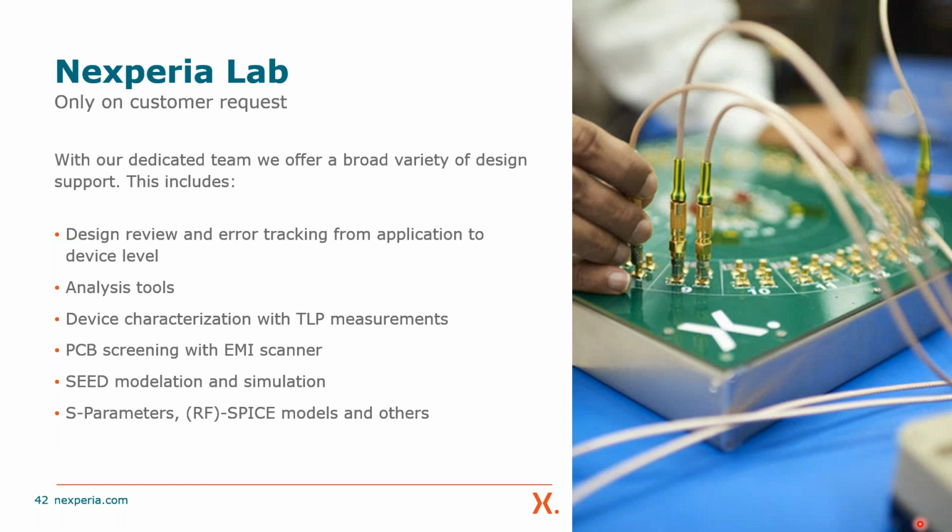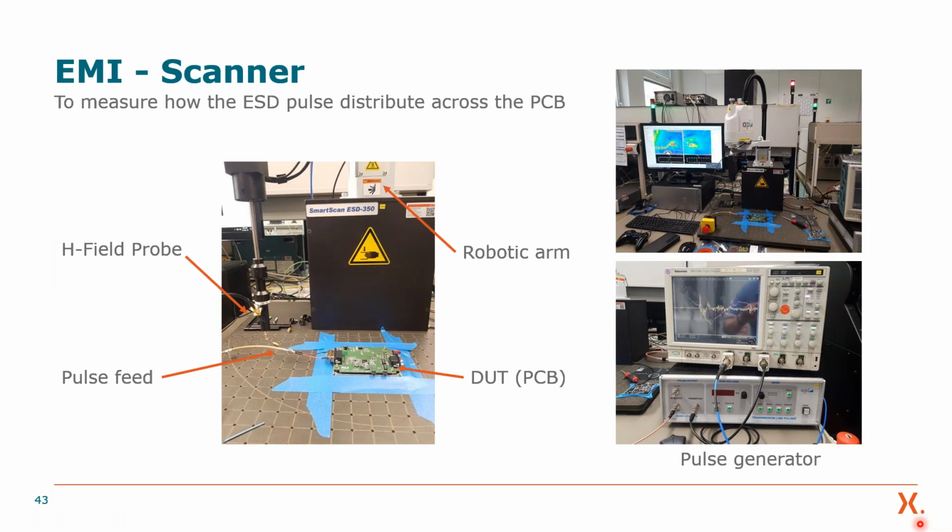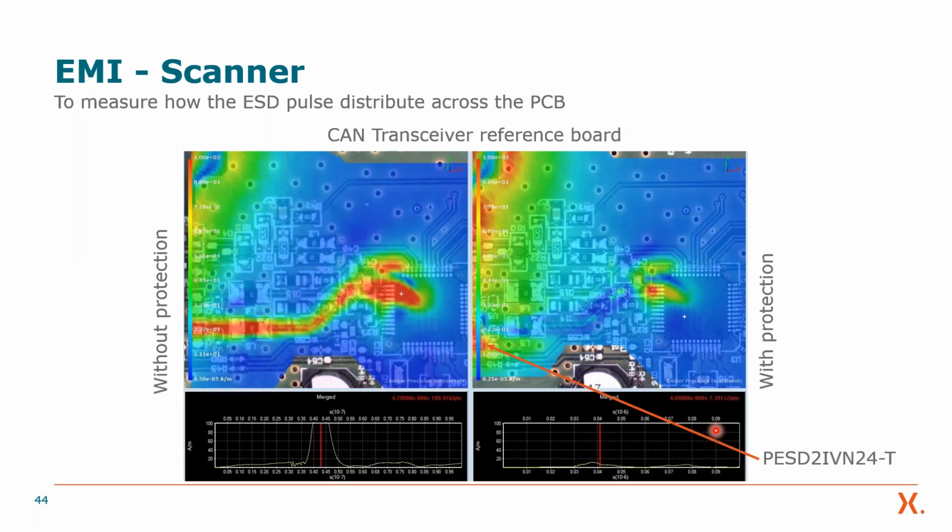Something I want to point out here is the so-called EMI scanner. EMI stands for electromagnetic interference, and this EMI scanner allows us to measure the magnetic field on the PCB and actually show the current flow. Here we have the setup of such a device, and what we get from this EMI scanner is a video. If we do the ESD pulses, this EMI scanner really films the current flow on the PCB.